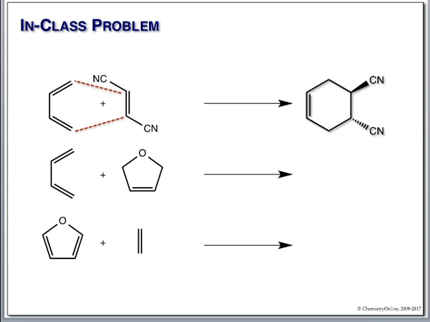Now you can draw as a contorted chair if you want. You could use wedges to show the stereochemistry like I did here. Wedges are probably simpler. Again, one up, one down. These are clearly trans. These four carbons right here came from our diene. These two from the dienophile.